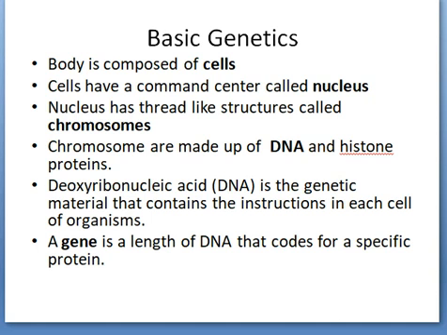Our body is made up of cells. Cells have a command center called the nucleus. The nucleus has thread-like structures called chromosomes. Chromosomes are made up of DNA and histone proteins. DNA, as you know, is deoxyribonucleic acid, and it is genetic material that contains instructions in each cell of organisms. A gene is a part of a length of DNA that codes for a specific protein. So this is all about the basic stuff.